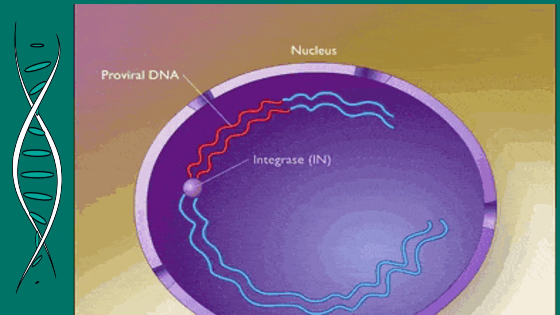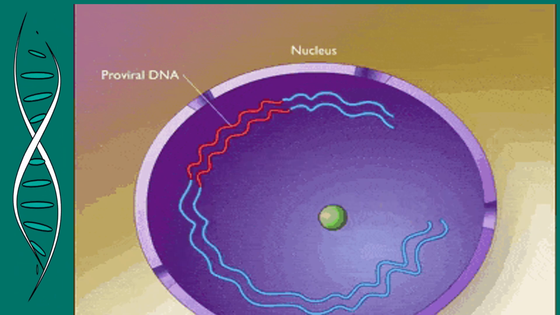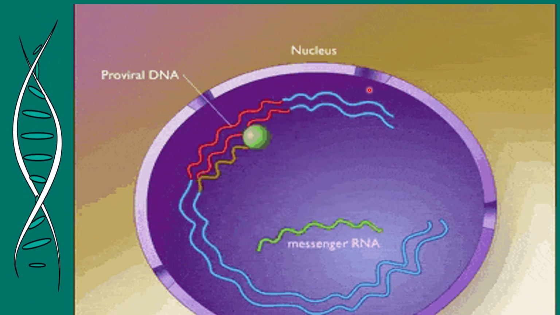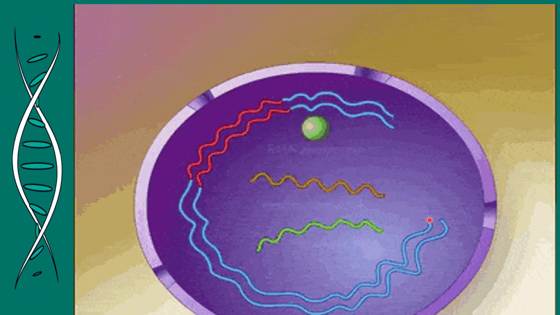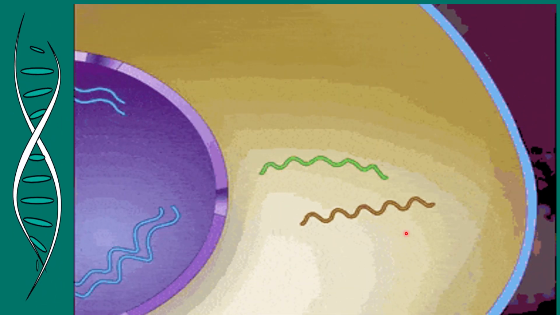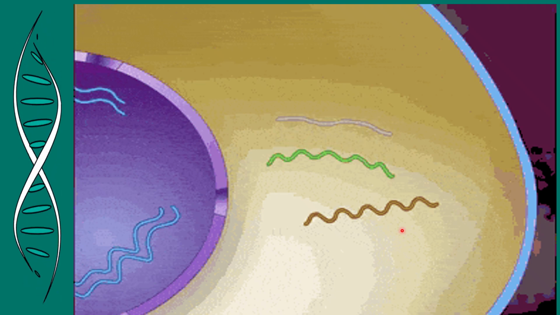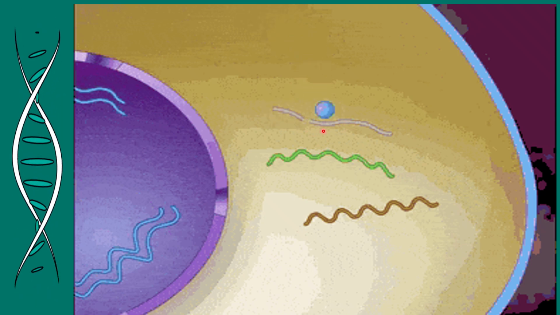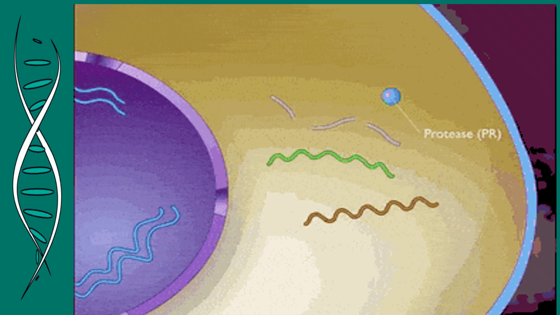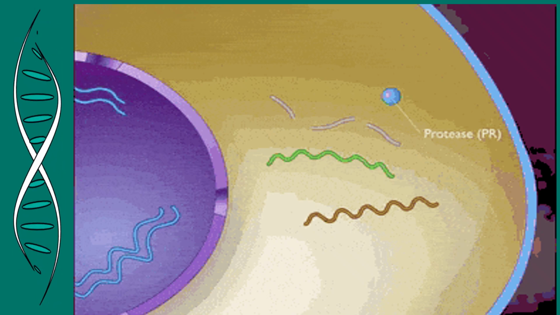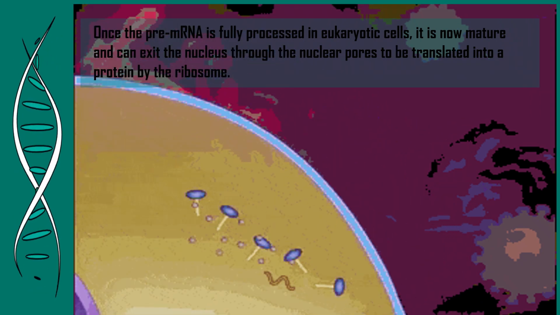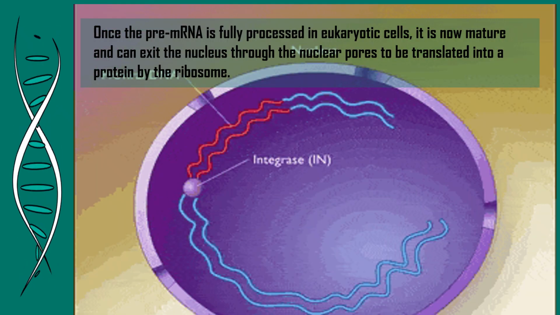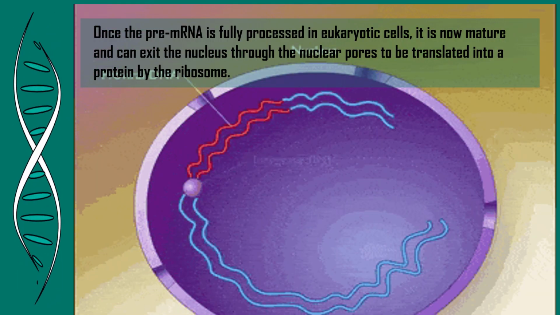Once the mature RNA is synthesized inside the nucleus, it will be carried through these nuclear pores. These are the nuclear pores. This messenger RNA will now move through the nuclear pores into the cytoplasm. In the cytoplasm, it will be recognized by the ribosomes, which will combine the amino acids, and these amino acids will then lead to the formation of a specific protein. Once the pre-messenger RNA is fully processed in eukaryotic cells, it is mature and can exit the nucleus through the nuclear pores to be translated into protein by the ribosomes.